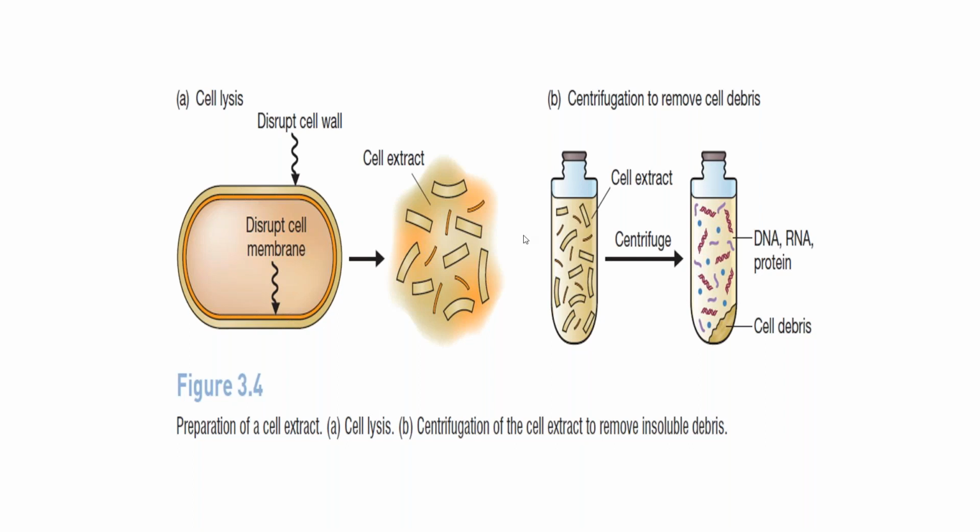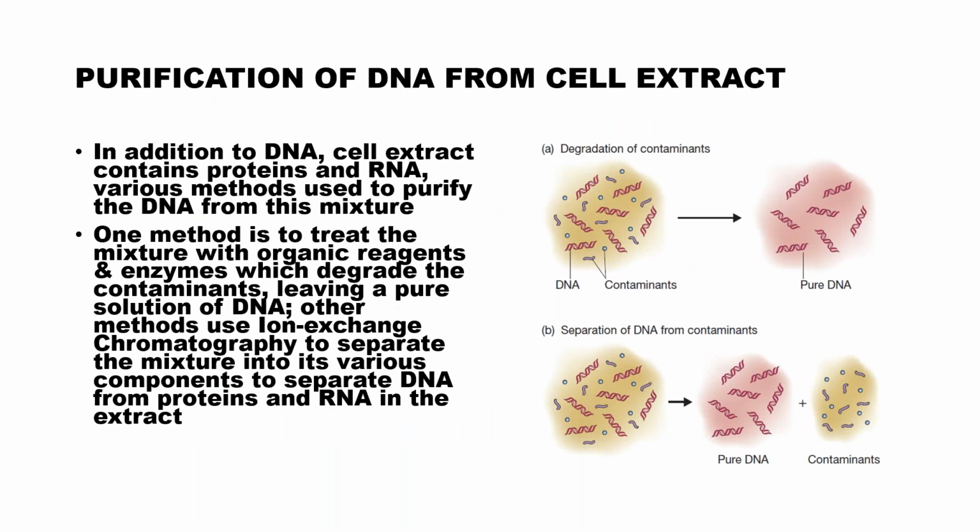Clear? Okay, next slide. So now the next step is purification of DNA from cell extract. We are going to purify the DNA. In addition to DNA, the cell extract contains proteins and RNA. Already we have discussed this. Now, various methods are used to purify the DNA from this mixture. What are they? One method is to treat the mixture with organic reagents and enzymes.